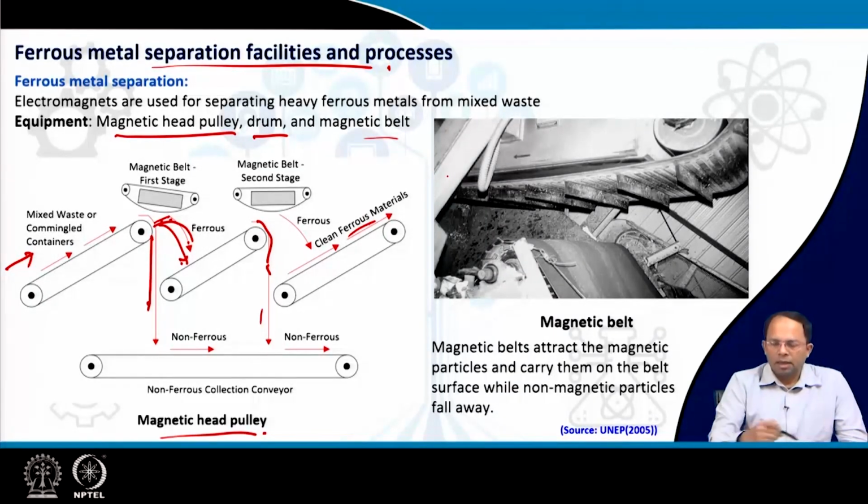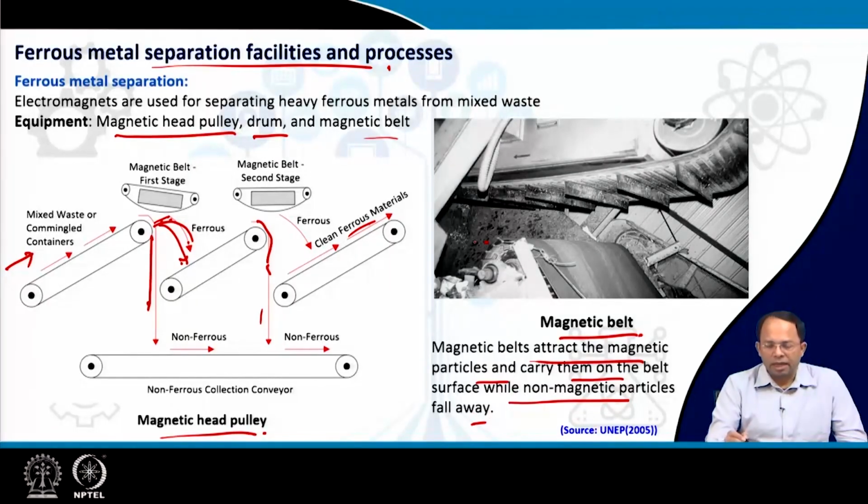the other side. Now this image shows a magnetic belt type of equipment, where the magnetic belt attracts the magnetic particles and carries them on the belt surface while non-magnetic particles fall away. As you can see, this is the magnetic belt which carries this material, whereas the other material falls downwards.